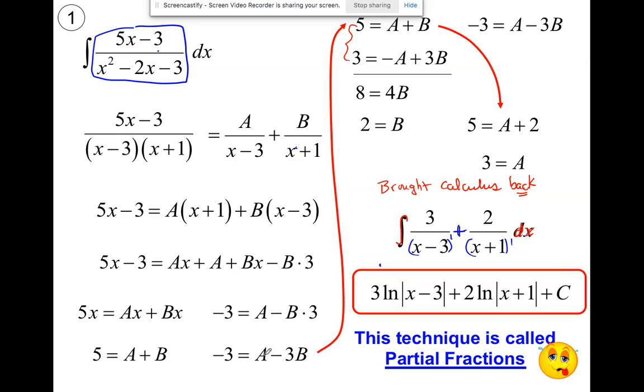This is called integration by partial fractions. It is still rewriting your integrand. Use substitution, rewrite your integrand. Integration by parts, rewrite your integrand. Integration by partial fractions, rewrite your integrand so that you can integrate.